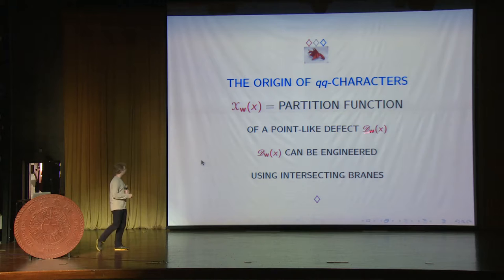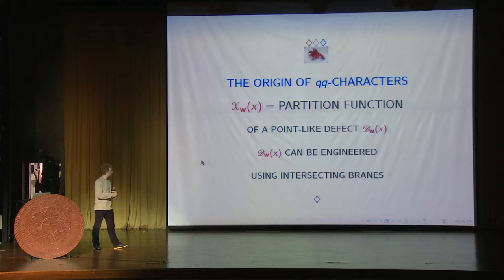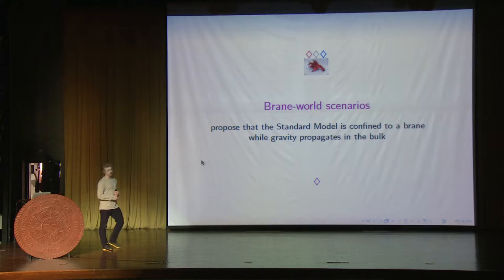So it's a local operator, which is a partition function of a defect, which sits at a point in space-time. And this defect can be engineered using intersecting branes. So imagine we are living in the brane world scenario where the standard model is confined to some brane or a stack of branes, and gravity propagates in the bulk.